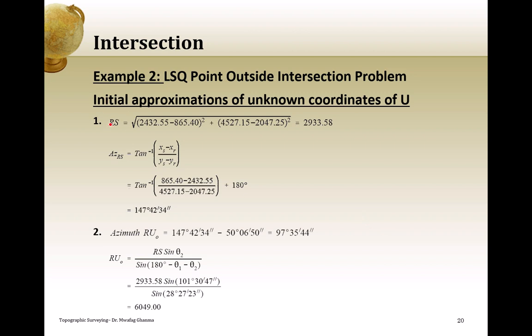So here is what we use to calculate the length of RS, the azimuth of RS, and then we calculate the azimuth of RU from the RS, and we subtract the angle between the two lines because we are going in the counterclockwise direction. This is the final azimuth of the line RU. What about the length of RU? As you can see here, we just have theta 1, theta 2, which are the two angles in that triangle.